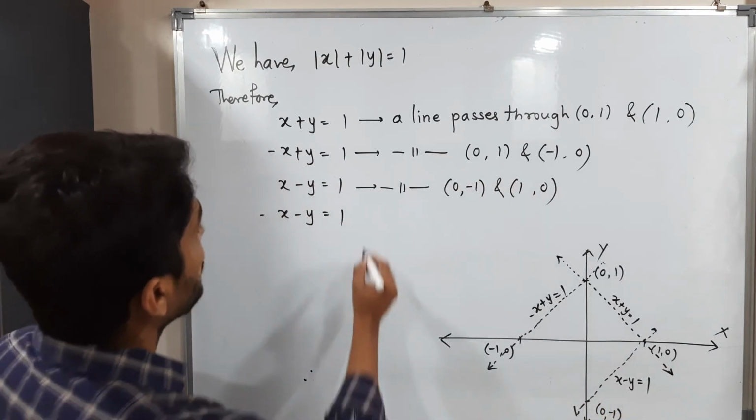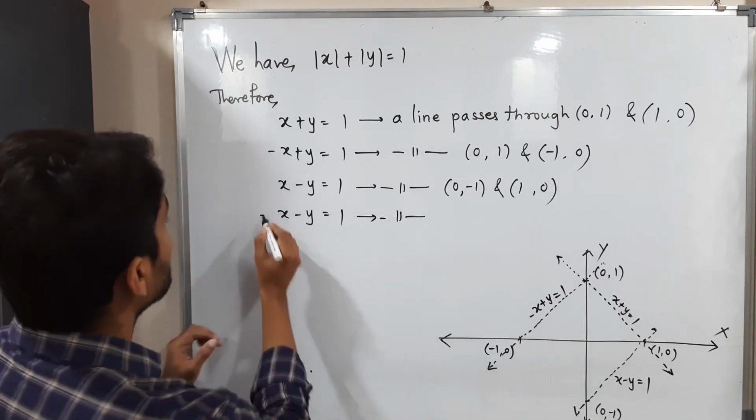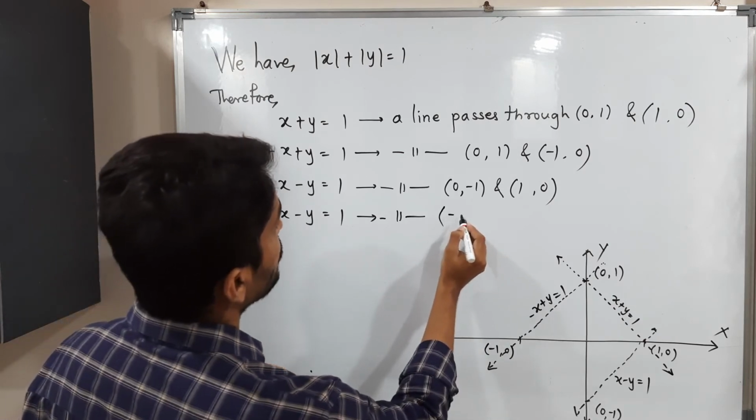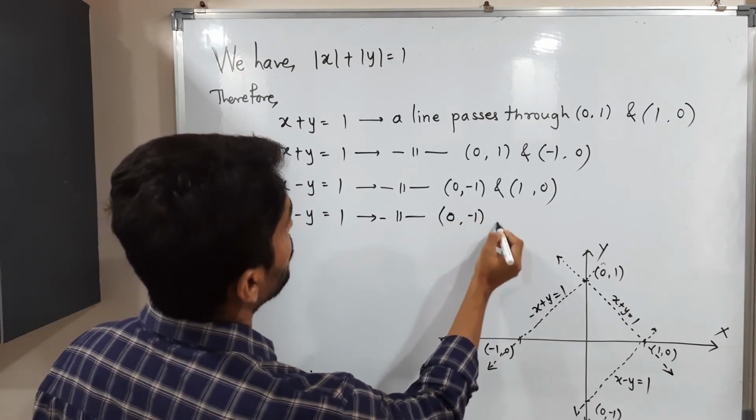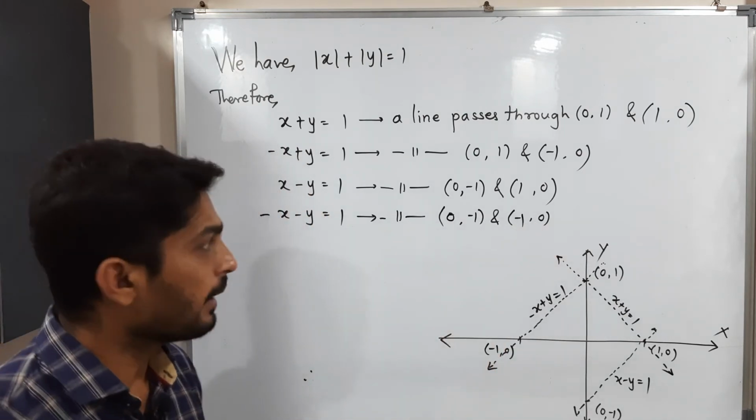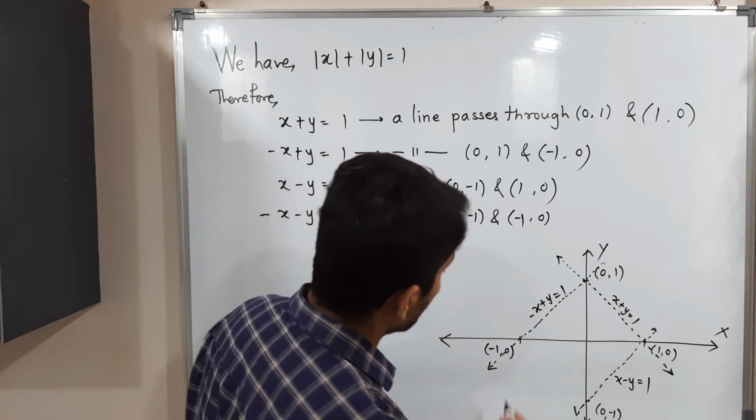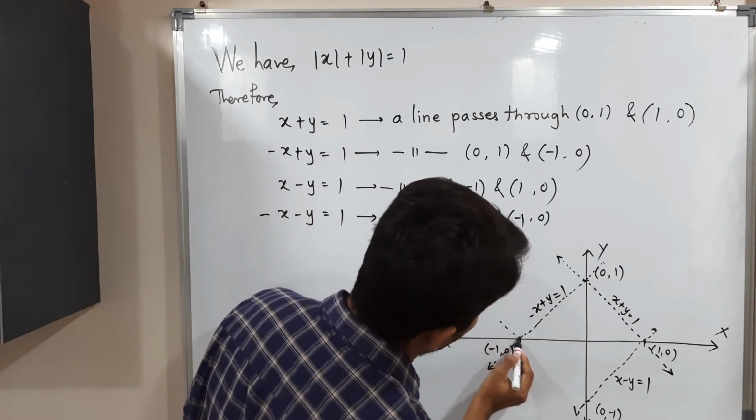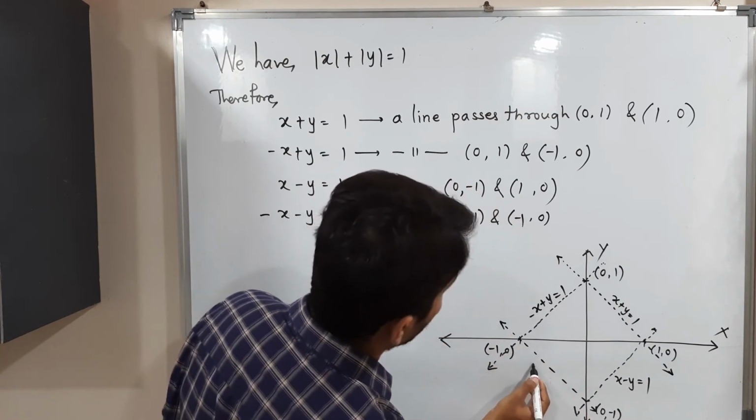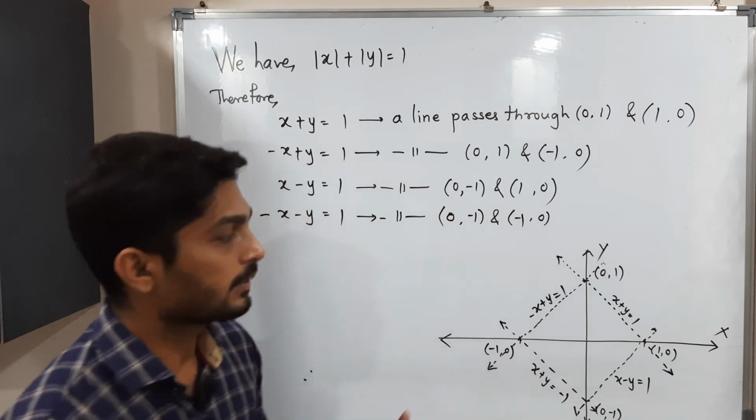Last one, this is a line, minus x minus y. If I put x is equal to 0, y is equal to minus 1, and y is equal to 0, x is also equal to minus 1. So this line passes through 0 comma minus 1 and minus 1 comma 0. So this is minus x minus y is equal to 1. That means x plus y is equal to minus 1.